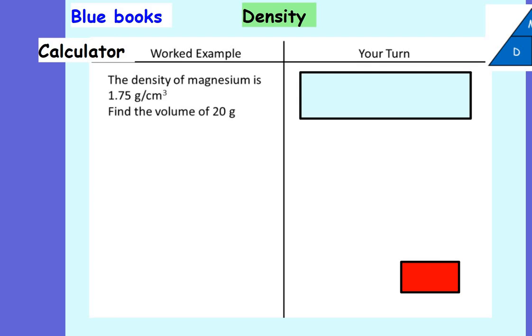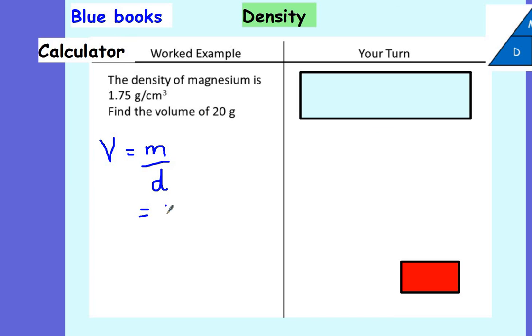So we've looked at finding density, we've looked at finding mass. Guess what? We're going to look at finding volume. So in your dark blue books, I'll go through an example, then there'll be one for you to do. Here I've got volume is equal to my mass divided by my density.